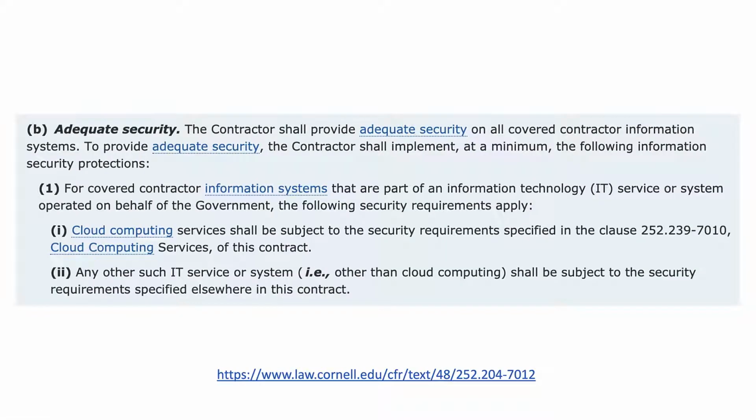And this is one of the subclauses, dealing with adequate security of unclassified information. So the contractor shall provide adequate security on all covered contractor information systems. And notice that it doesn't specify exactly what adequate security is. But later on, we'll see that that's specified in other government documents. But what this does is it provides a high-level overview of what needs to be done for a federal contractor to bid on a government contract.